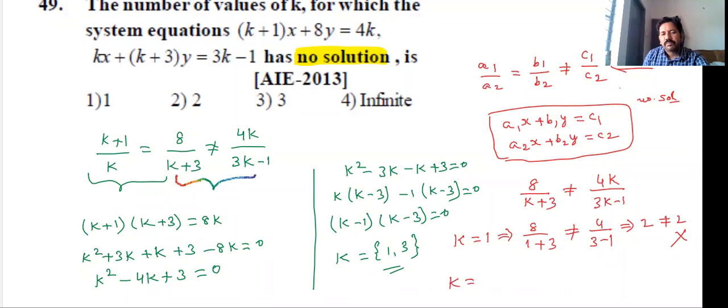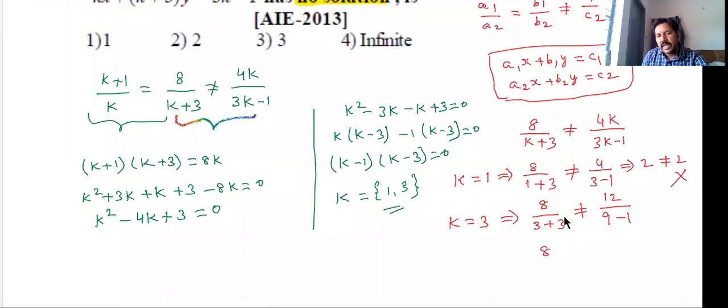Take k is equal to 3. Verify: 8 by 3 plus 3, not equal to 4 into 3, 12, by 3 threes are 9 minus 1. Now observe that numerator 8, denominator 6. Here 12 by 8. Now this is 4, 2 fours are 8, 4 threes are 12.